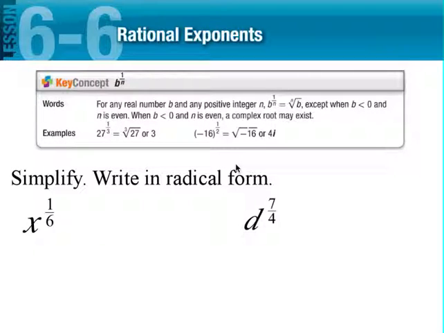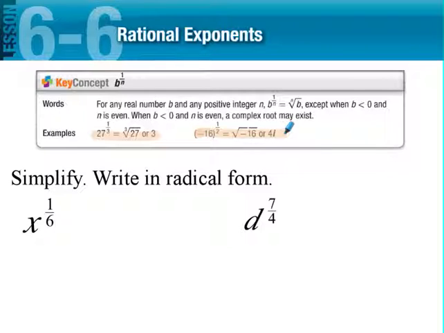This next one I think you're going to find is fairly easy. If you notice, we've already talked about this key concept that they have in the book, so I don't know if you're going to need to write it down. Basically what they're saying is that if you have, in this case, 27 to the 1/3, that just means the cube root of 27. If you have negative 16 to the 1/2 power, that means the square root of negative 16. And we've talked about that before.